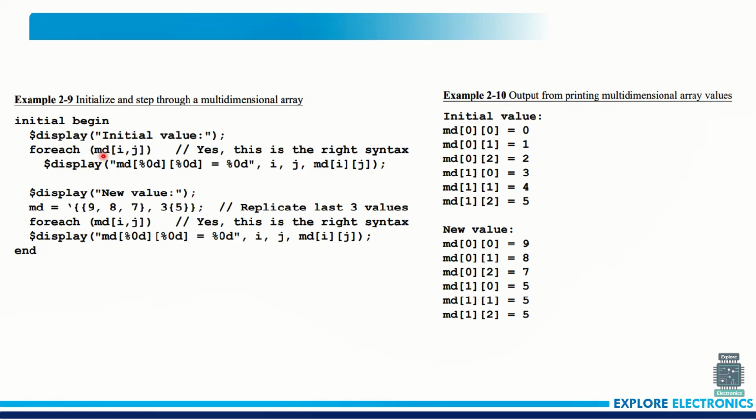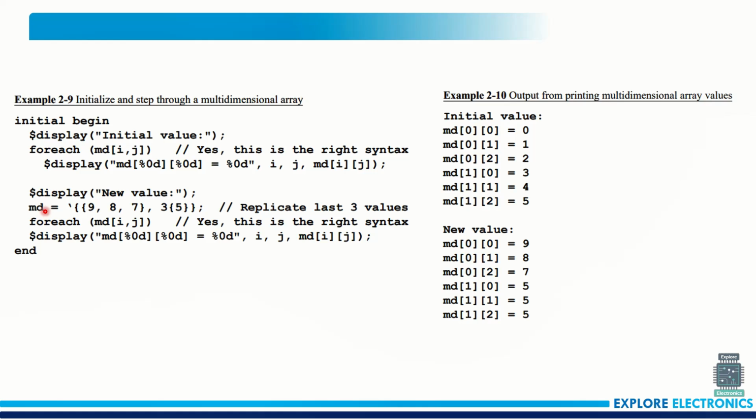So that's why MD is taken here, and within the braces i, j means the row as well as the column values, internal variables. Every time i, j will be incremented because of foreach. And here we are just displaying those values in terms of decimal, right? And then we are displaying a new value.